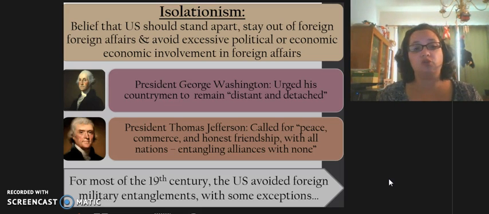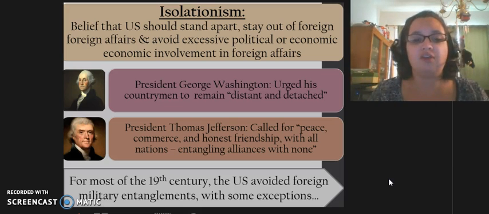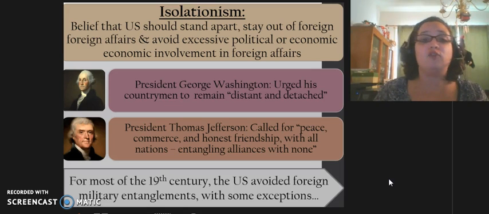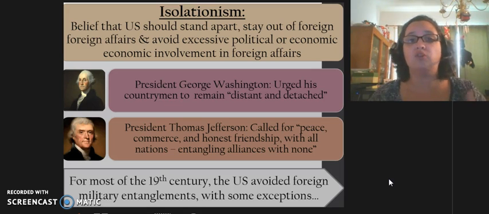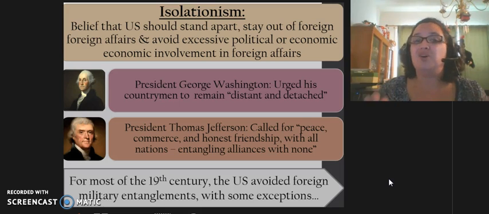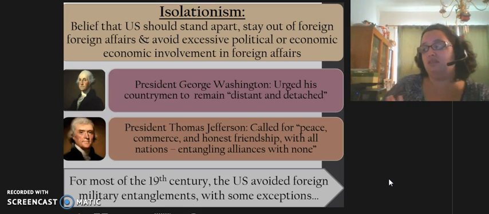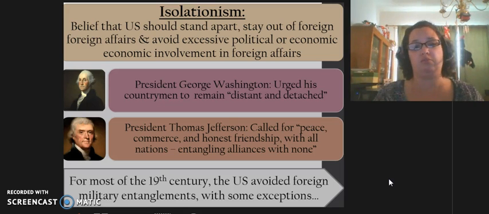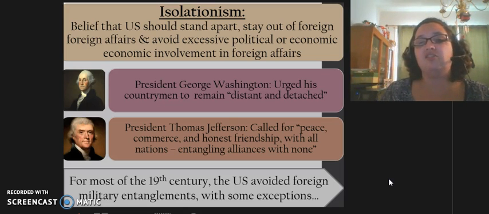And you remember in George Washington's farewell address, he says to his countrymen, stay distant, stay detached, stay out of foreign affairs. Meanwhile, Thomas Jefferson, he comes along, and as president, he tells everyone, be friends, work with commerce, trade with other countries, but don't get involved in their affairs. Let them do their thing. If they're having a fight, you send them over here and you go trade with somebody else. So the United States is really overall in the beginning trying to stay out of foreign military entanglements.